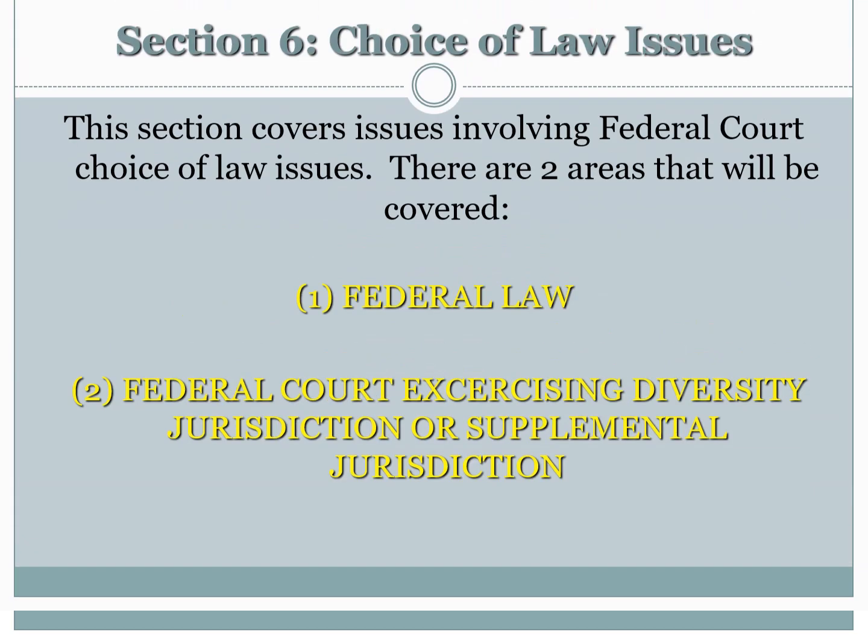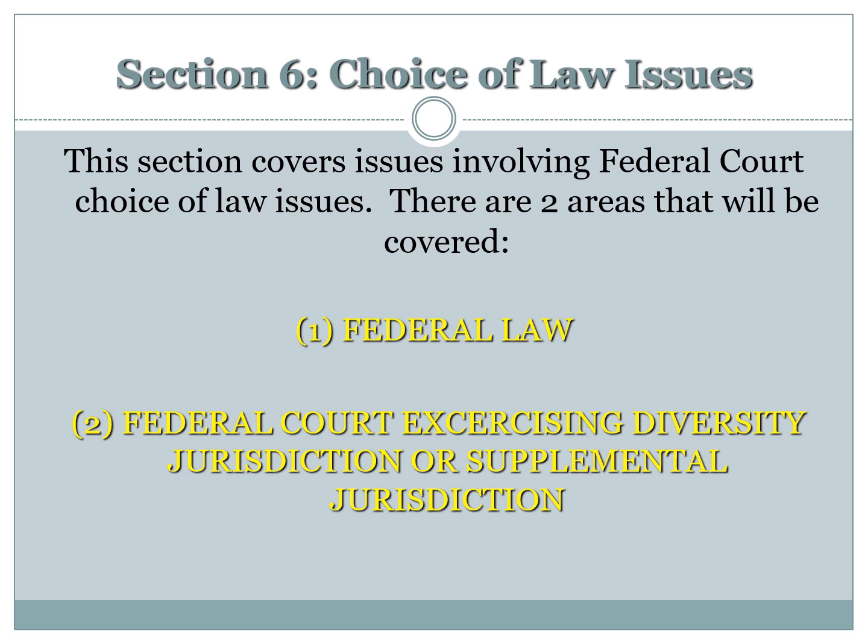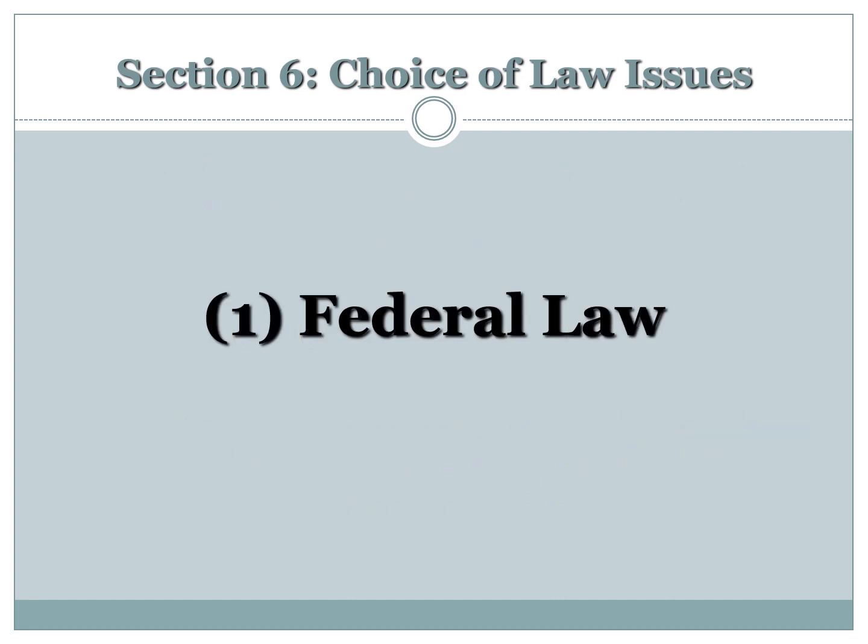This is Section 6 of the presentation for civil procedure and remedies, and it deals with choice of law issues, or conflict of law issues as it's commonly referred to as well. This section will cover issues involving the federal courts and their use of federal law, state law, the federal rules of procedure, and how some of these conflicts are resolved in the federal court when parties are contesting which is the appropriate law to use.